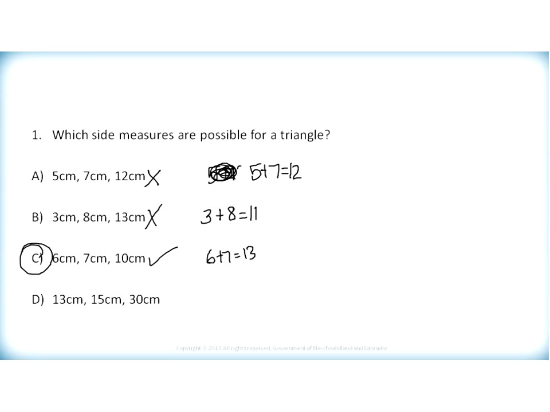Once again, I like to check to make sure that all of my possibilities are exhausted. So I'm going to look at number D here. In this one, my two shorter sides are 13 centimeters and 15 centimeters, and when I add them together, I get 28. And once again, 28 is less than 30, so I cannot form a triangle with these side lengths.